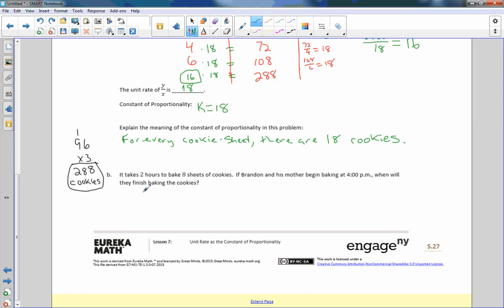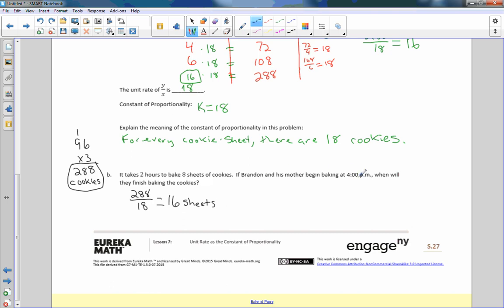So we need 288 cookies. And we're going to divide by 18 cookies per sheet. And when I take 288 divided by 18, we already did it here, we get 16 sheets.